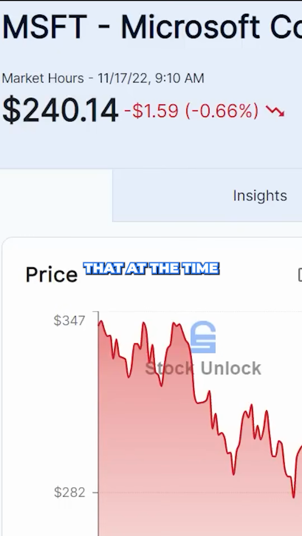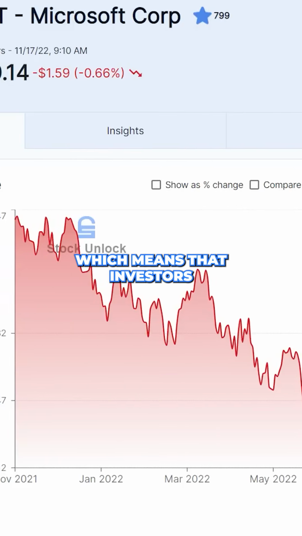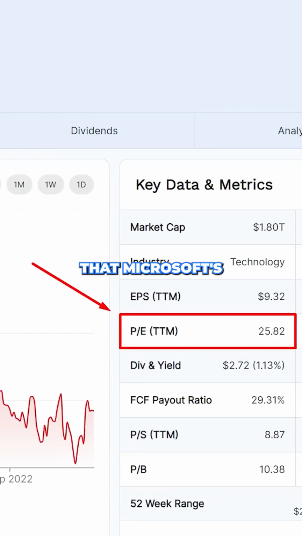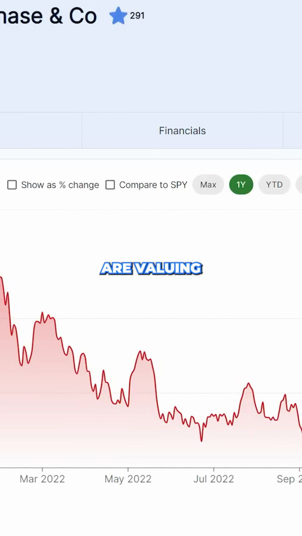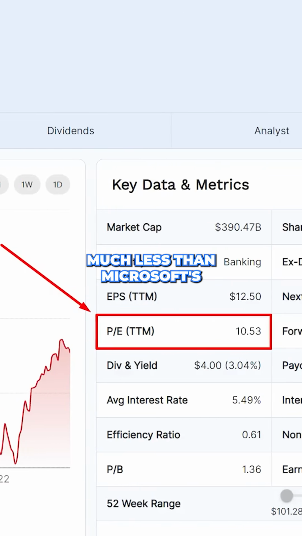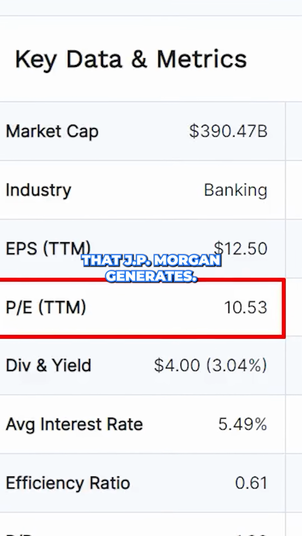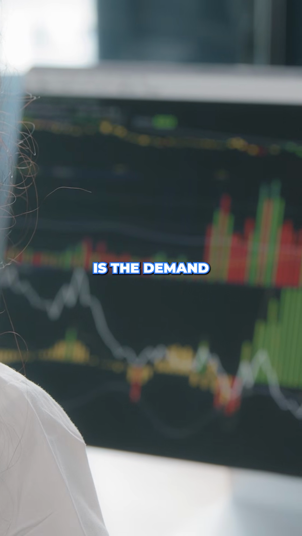We can see here that at the time of recording this, Microsoft has a price to earnings ratio of 25, which means that investors are paying $25 for every $1 of earnings that Microsoft's business generates. We can also see that JP Morgan has a price to earnings ratio of 10, which means that investors are valuing this business's earnings much less than Microsoft's and only paying $10 for every $1 of earnings that JP Morgan generates.